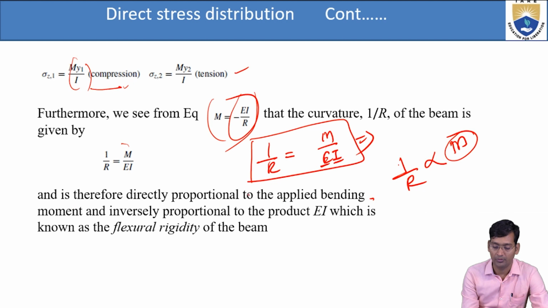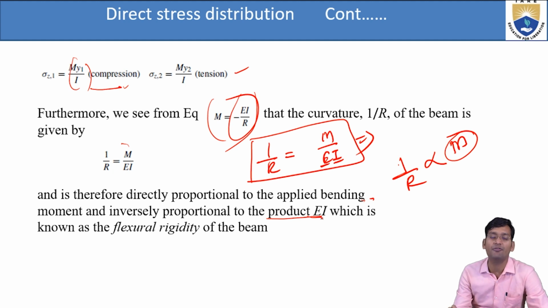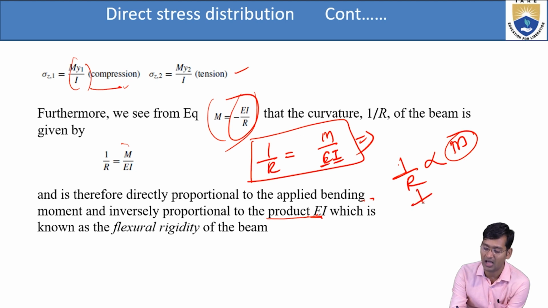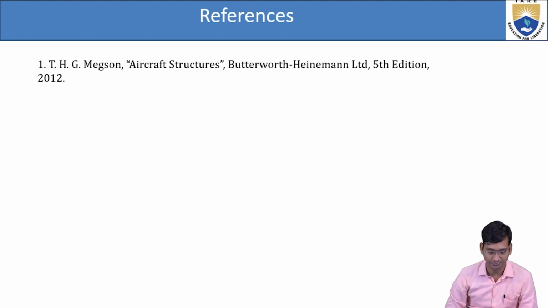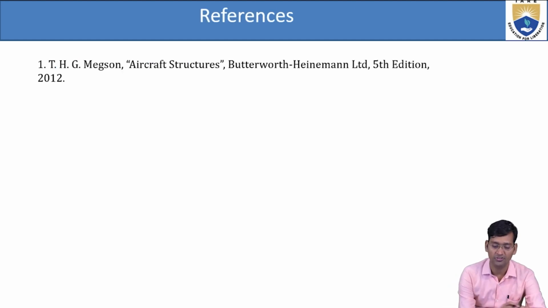And it is inversely proportional to the product EI. What is EI? That is called the flexural rigidity. E is Young's modulus of elasticity and I is the moment of inertia. The product of these two is called the flexural rigidity. So 1 by R is inversely proportional to EI, that is, the flexural rigidity. Right?